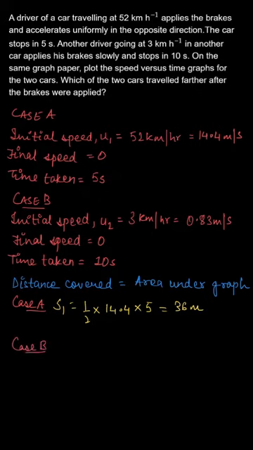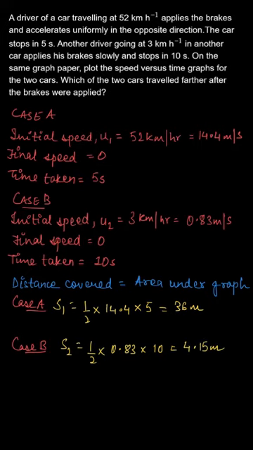Similarly, for car B, your area would be half into base into height, where again your base will be your initial velocity, that is 0.83 meter per second, and your height, that is the time taken, would be 10 seconds. So the distance traveled by car B would be equal to 4.15 meter.